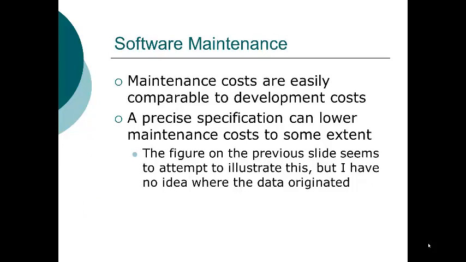So software maintenance costs are easily comparable to development costs, though, is the upshot. Basically what you spend on development, you typically spend that and more on maintenance, and precise specification can lower maintenance costs to some extent. Also getting user sign-off can. And the figure on the previous slide attempts to illustrate that by showing that the system with more development costs will have fewer maintenance costs, but I have no idea where his data originated.